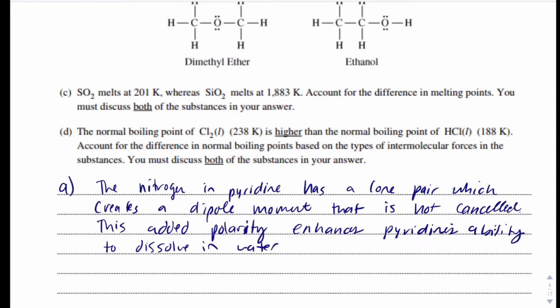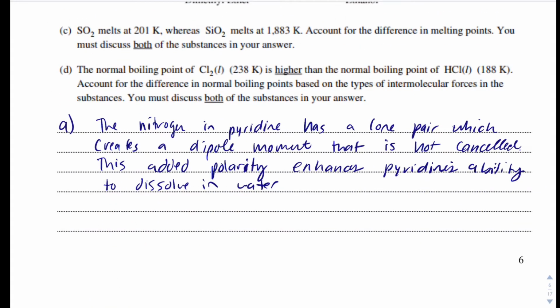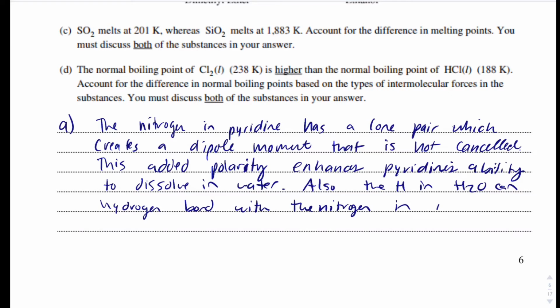You could also make an argument that because that is a nitrogen, and we know hydrogen bonding occurs with fluorine, oxygen, and nitrogen, the hydrogen in water can hydrogen bond with the nitrogen in pyridine, also enhancing pyridine's ability to dissolve in water.